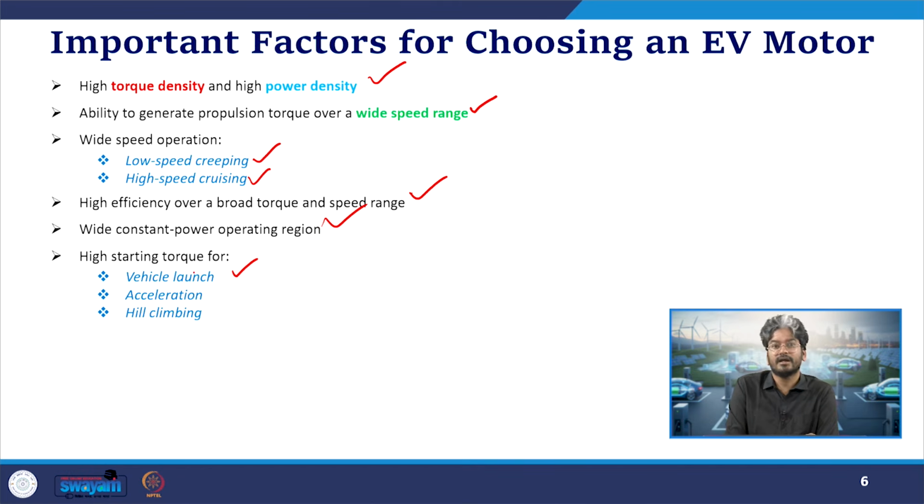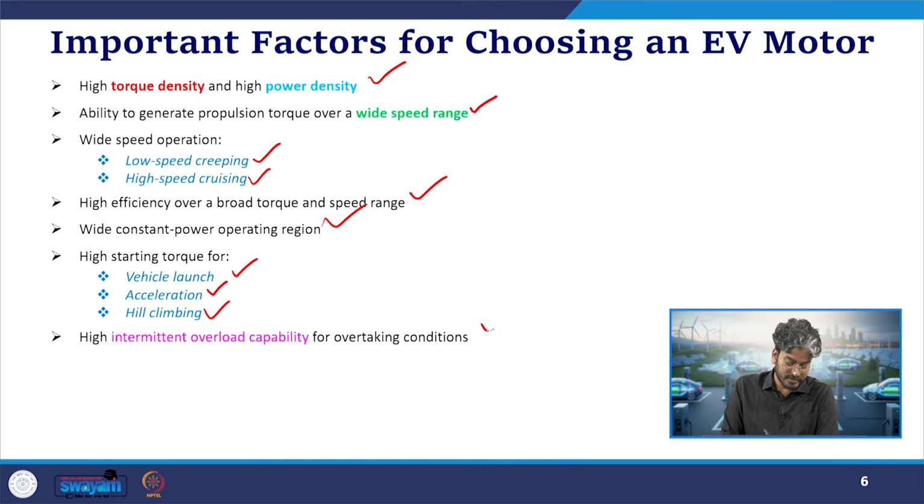So why is this high torque required? First, when we go for a sports vehicle or high performance vehicle, we want the speed to increase rapidly. In that type of application we will require higher torque. When there is sudden acceleration, or we are climbing in hilly terrain, we will require a higher amount of torque. High intermediate overloading capacity.